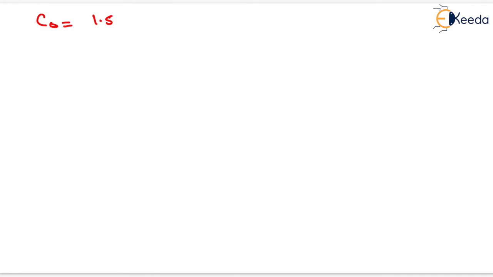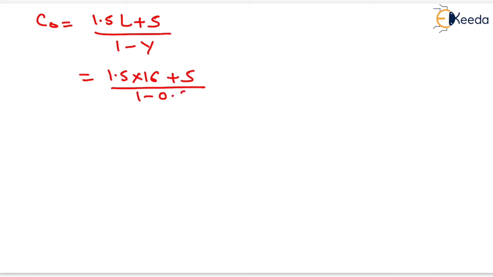Now C0 will be equal to (1.5 L plus 5) upon (1 minus Y). Now after putting the value of L equal to 16 seconds, plus 5, upon 1 minus 0.57, it will be equal to 67.44, which is nearly equal to 68 seconds. So C0 will be equal to 68 seconds.